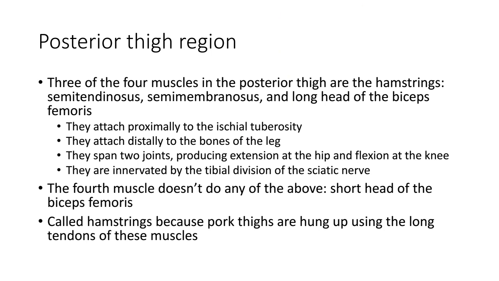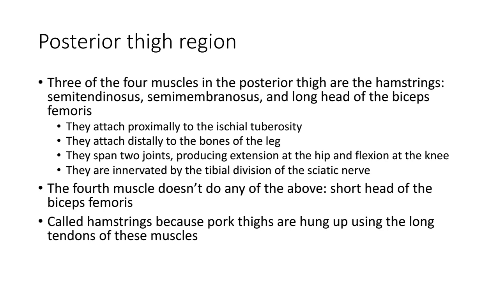Now let's look at the posterior thigh region. Three of the four muscles in the posterior thigh are the hamstrings, which are the semitendinosus, semimembranosus, and the long head of the biceps femoris. All three of these muscles attach proximally to the ischial tuberosity. They attach distally to the bones of the leg, so they span two joints, the hip and the knee, and they produce extension at the hip and flexion at the knee. And all three of those muscles are innervated by the tibial division of the sciatic nerve.